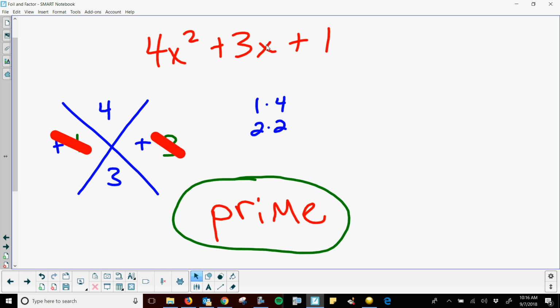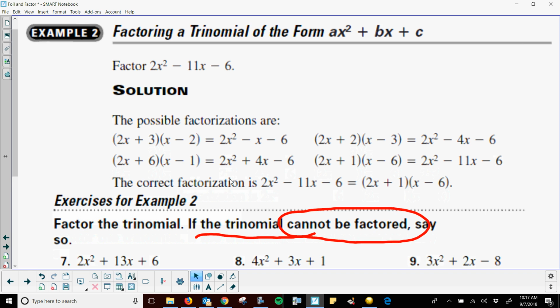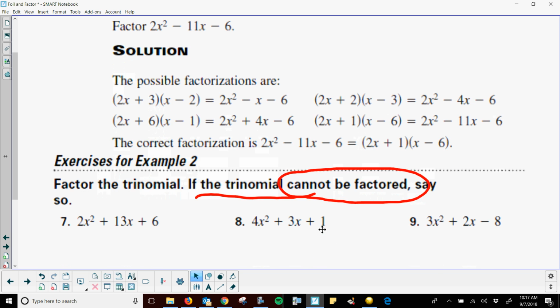And it's very possible for some of these not to factor. Those are just prime polynomials. So please do not use like +1. Like, you don't have to absolutely get an answer. If you're pretty sure that it's prime, let your teacher know and double check, because I have a lot of kids that go, oh, this one was prime. No, it's not. You just stopped at like 4 times something when you needed to get to like 7 or 9 or whatever it is. But anyway, if the trinomial cannot be factored, and we were just looking at this one, say so, we would say it's prime.